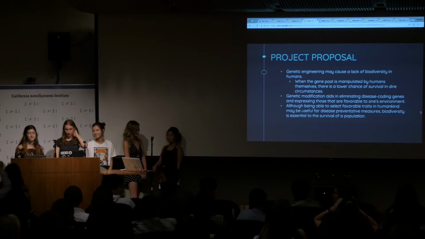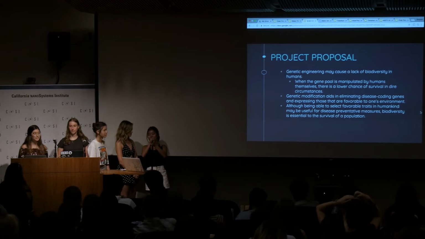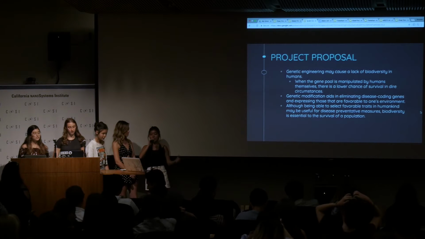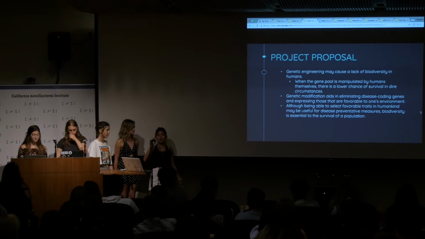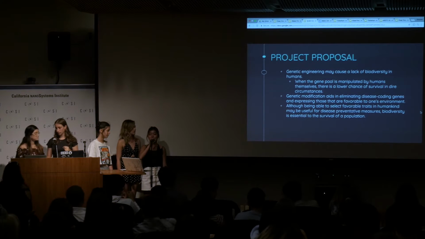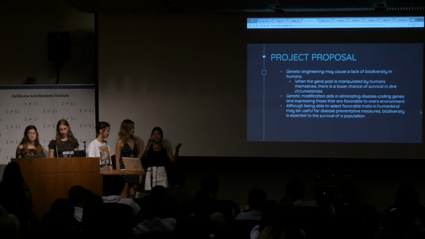Okay, so our project proposal. Genetic engineering has the potential to decrease biodiversity in humans. When the gene pool is manipulated by humans themselves, there's a lower chance of survival in dire circumstances. So pretend there were to be a huge disaster and it wipes out half the population. Because the population is less diverse, there's a lower chance of survival.